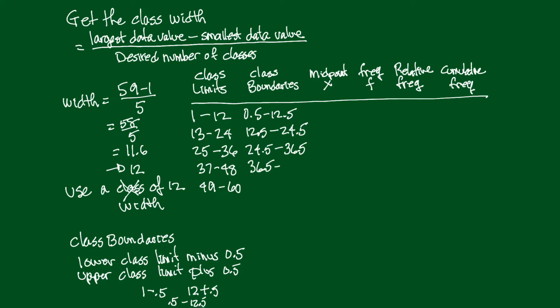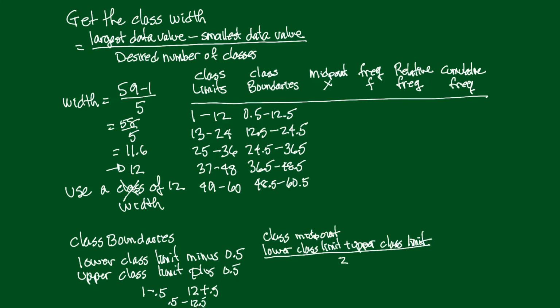36.5 to 48.5, and then 48.5 all the way up to 60 and a half more. Okay. Next thing that comes up is the midpoint. This is a class midpoint. To get the class midpoint, what we want is the middle of each class. How do you get the middle of these two values? It's just the average. You add the lower and the upper limits together, and then divide by 2. So you take the lower class limit, add the upper class limit, divide by 2.